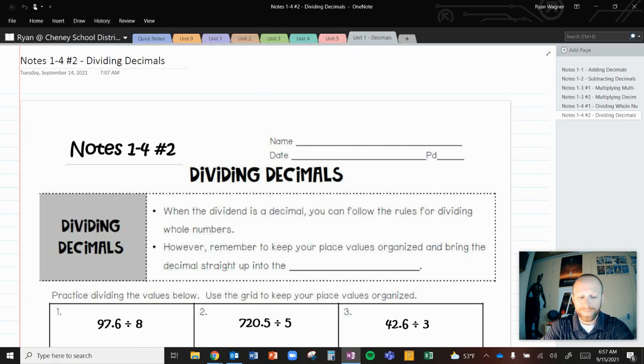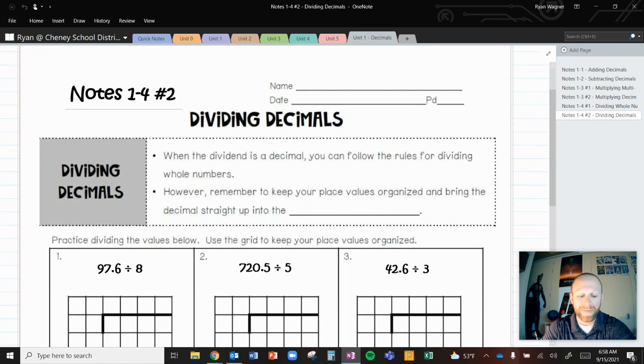Here we go. Our last video, 1-4, number 1, we talked about dividing whole numbers and using long division. We are going to continue that. So I'm going to move a little faster in this video, but today we are going to be dividing decimals. Okay, so this is where we're trying to get to, which is dividing decimals, and that's what we're going to talk about today.